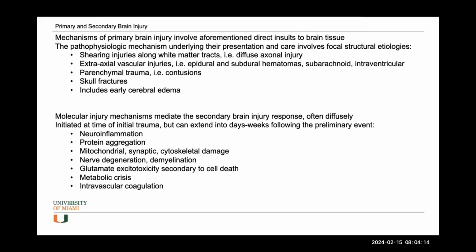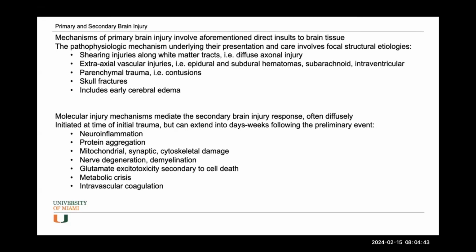But there are molecular injury mechanisms that mediate a secondary brain injury response that happens diffusely. It may be initiated at the time of initial trauma, but this can extend to the days or weeks following a TBI. And there's multiple factors that can go into it. I'll review a few of these today. One is neuroinflammation, then there's protein aggregation that can happen, similar to a tauopathy. There's mitochondrial, synaptic, and cytoskeletal damage, nerve degeneration or demyelination.